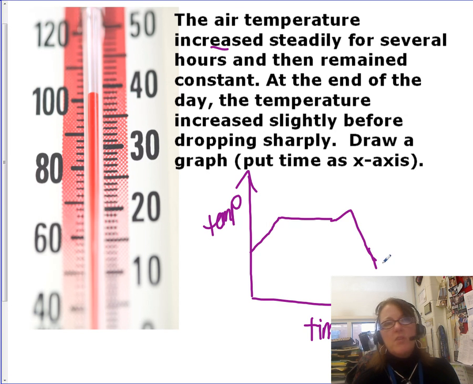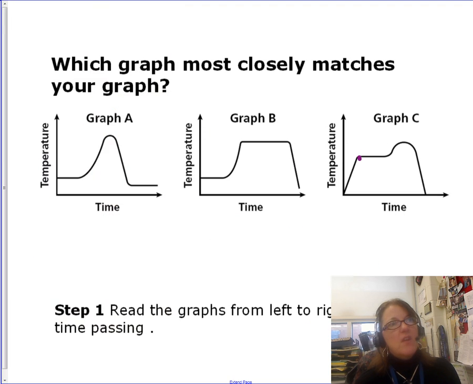Now it doesn't say I get down to any sort of bottom. It's just dropping sharply. So we can let it hang there. That's okay. All right, now that you've got this drawn, which one of the following graphs looks like yours? Graph A, graph B, or graph C?